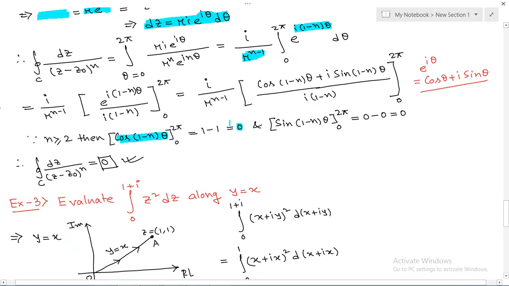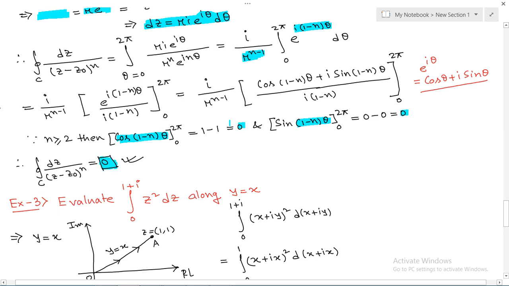The second term is sine of any integer multiple of pi, that is sine of n pi, which is always 0. So 0 minus 0 equals 0. So ultimately the whole numerator is going to be 0, and the answer is going to be 0 only.